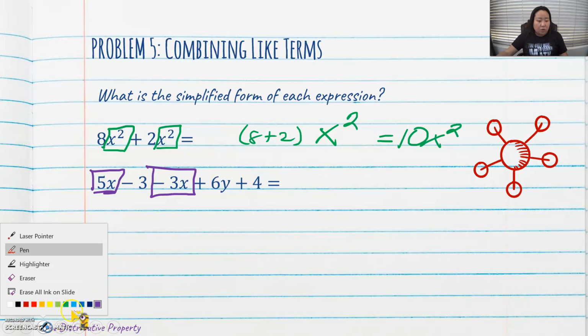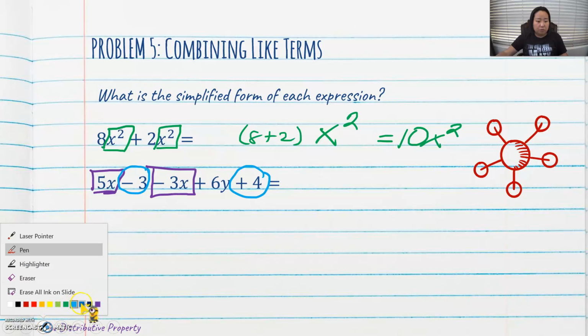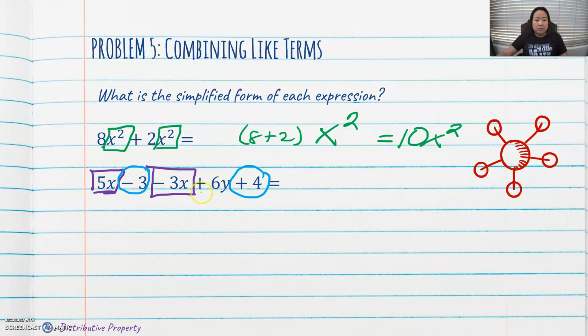Do we have a constant? A constant doesn't have any variable with it. So we have negative 3, or minus 3. We also have plus 4. And then we have another term, but it has a different variable. It's 6y. As you can see, I color-coded. Which ones can you combine? The ones with the same variables, and we have them color-coded.